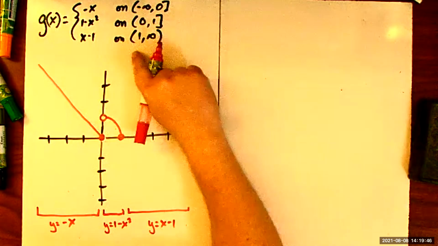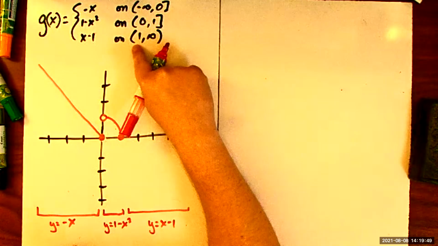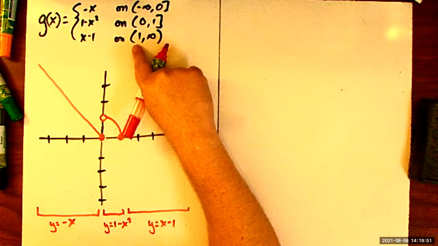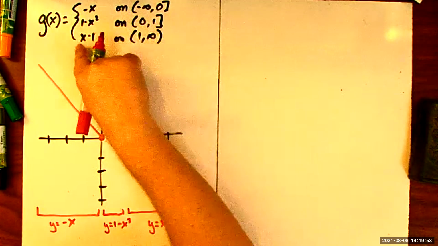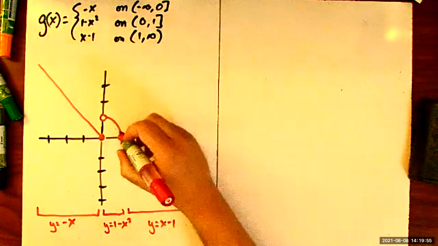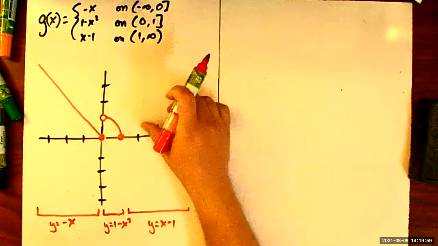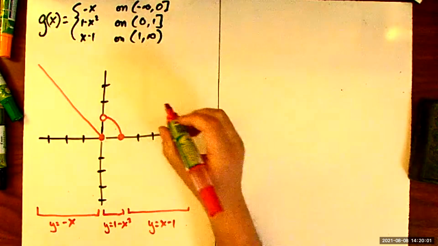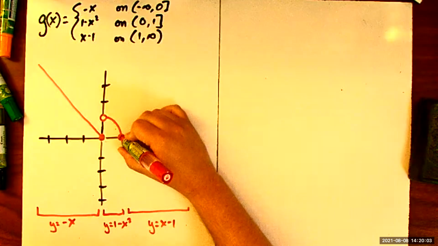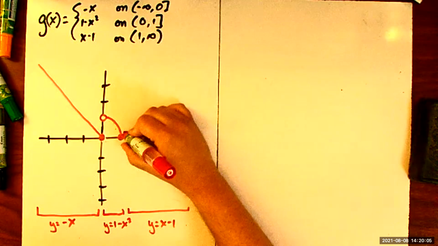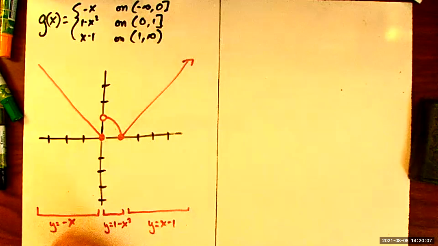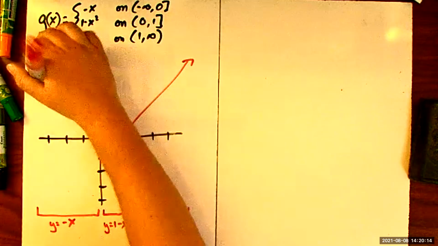And then the next one, it starts at 1, but notice it's not including 1, so we might have to use an empty circle. But when we plug 1 in, 1 minus 1 is 0, and that would actually be starting at this point. Since it's starting at that point, we don't actually have to draw the empty circle, because we know at 1, we're going to get that value. And then it has a slope of 1. And so this is the graph of this function.